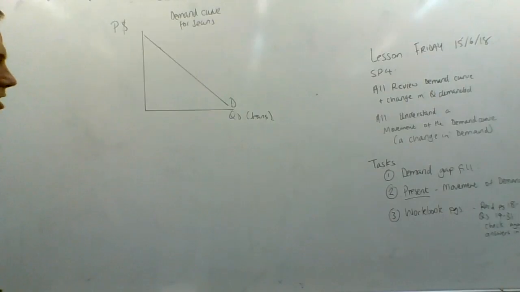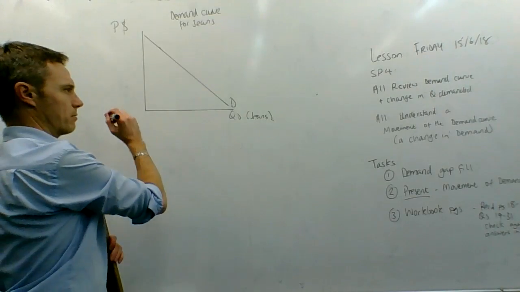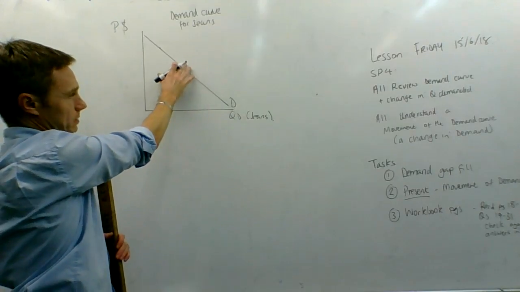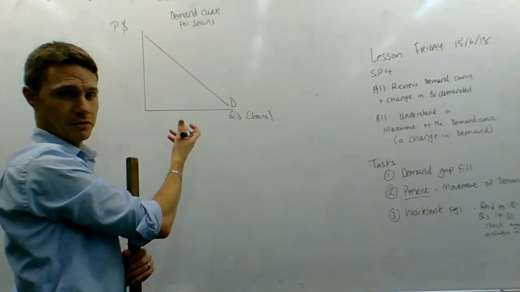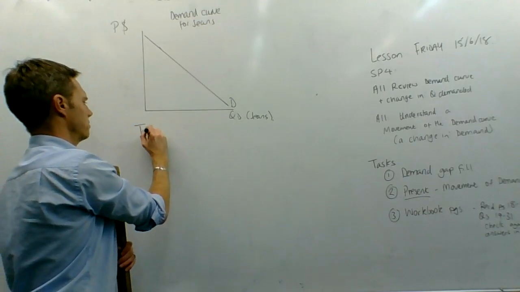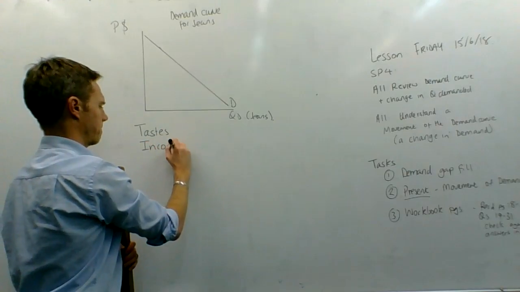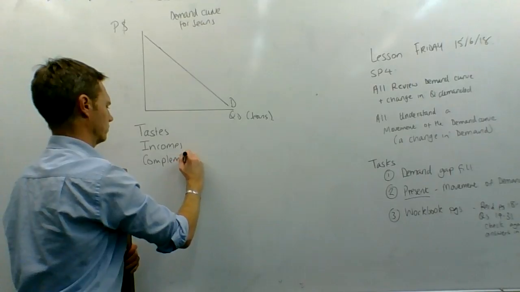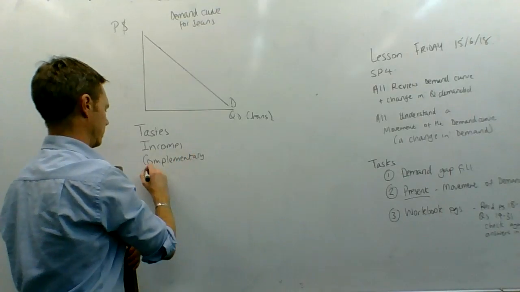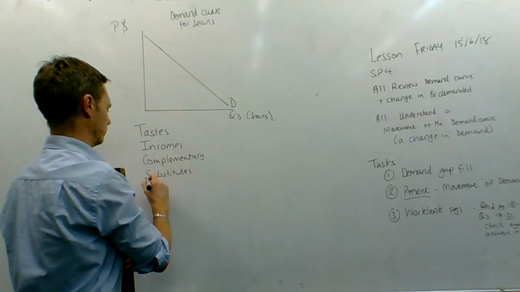Jeans, okay. So what we now are aware of is that price is not reflected when we shift the curve, okay? This is now when we're considering the other things. So the other things we refer to as tastes, incomes, complementary, substitutes.